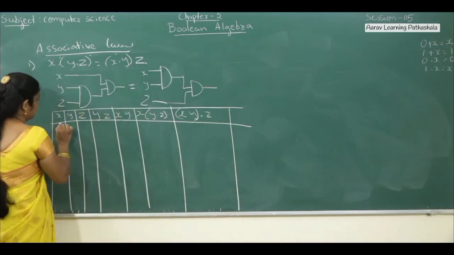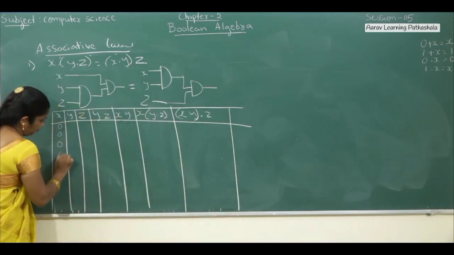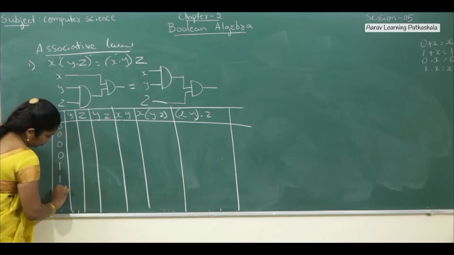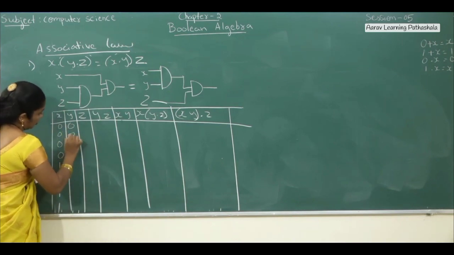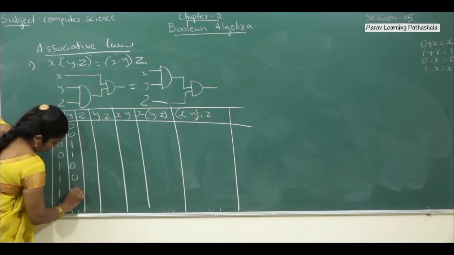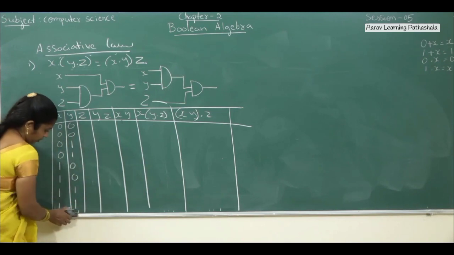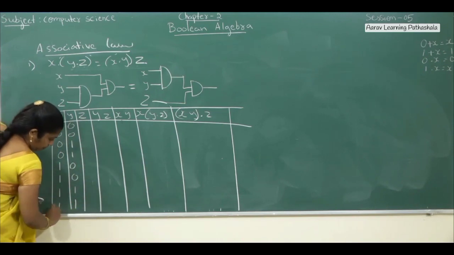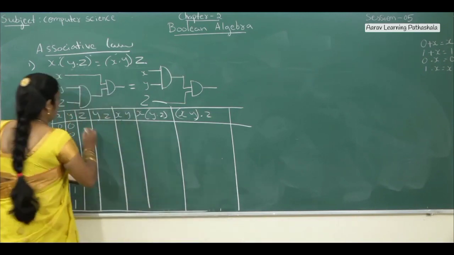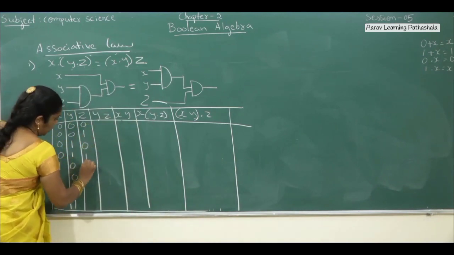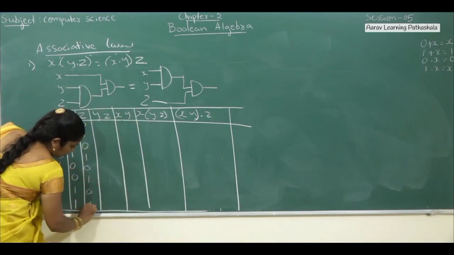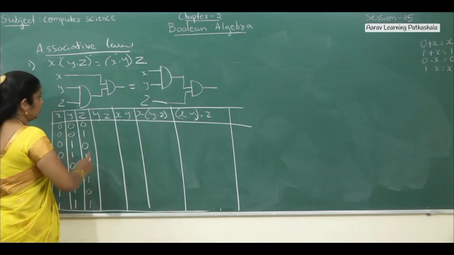Now, 4 times 0, 4 times 1. Then 2 times 0, 2 times 1, 2 times 0, 2 times 1. Now, alternating 0, 1, 0, 1, 0, 1, 0, 1.